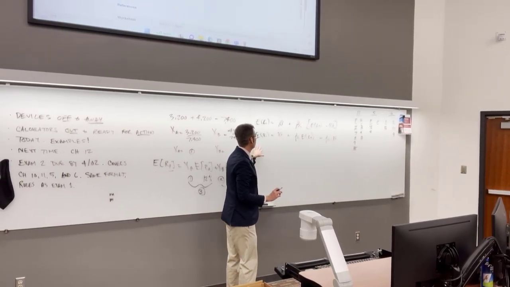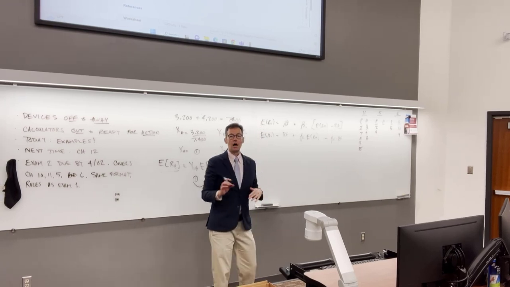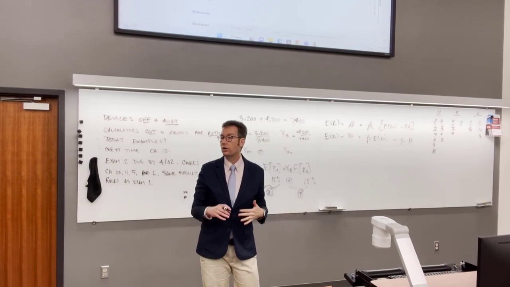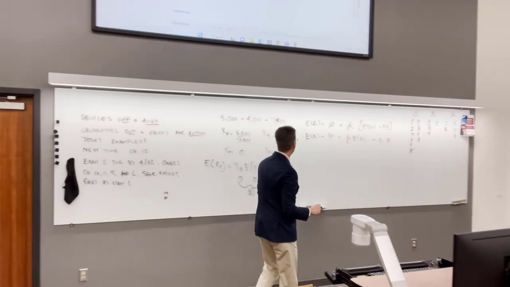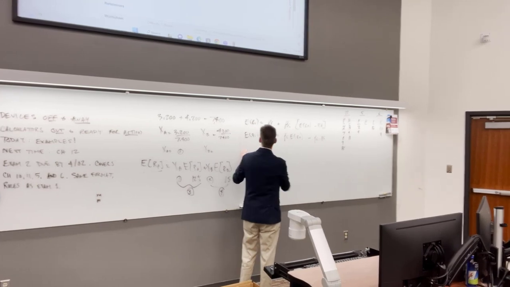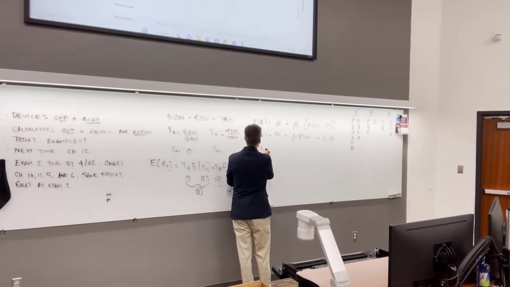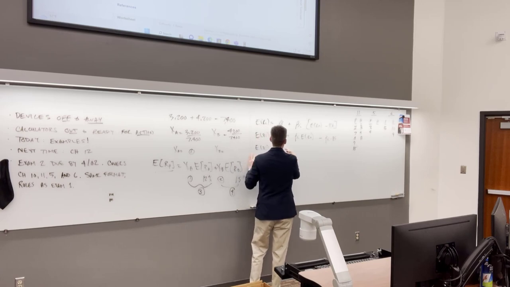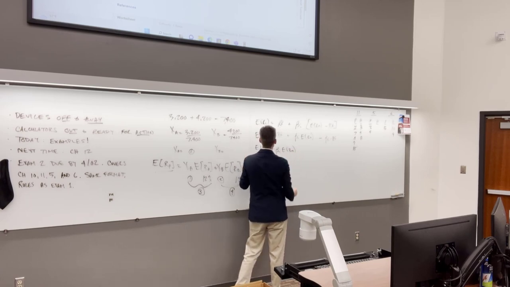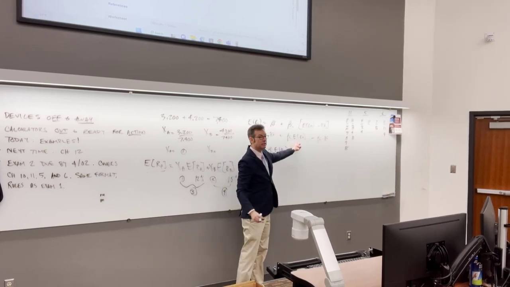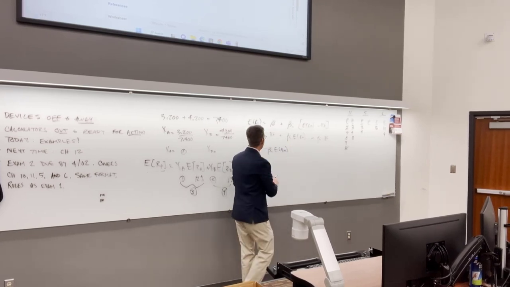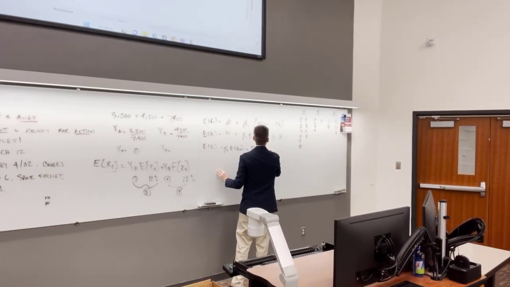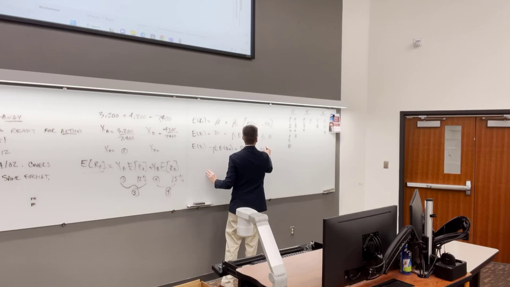Now the next thing I want to do is collect terms. I want to get all of my R sub Fs on one side and all my other terms on the other side. So I'm going to say expected return on the stock minus beta sub I times the expected return on the market. You see what I did there? I just subtracted this from both sides. And now that's equal to R sub F minus beta sub I times R sub F.